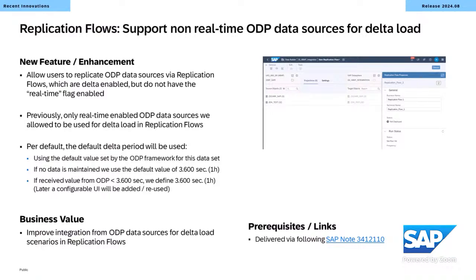That means with this enhancement, you can not only perform Delta replication with ODP sources that have this real-time flag enabled, but you can also perform Delta replication for sources which are generally Delta enabled, but don't have the real-time feature in the ODP framework available. So that is also now possible, so that you can realize a batch-driven Delta load integration, if you want to call it like this. Maybe not the best terminology, but at least to describe it.